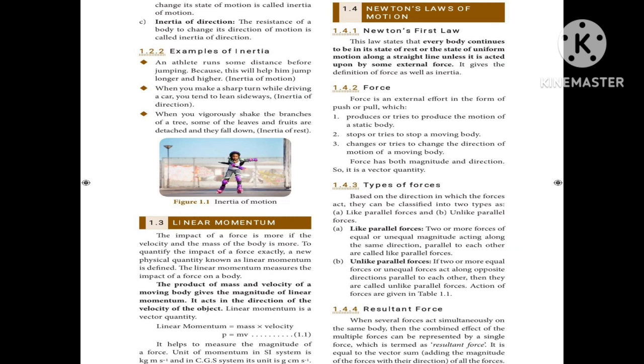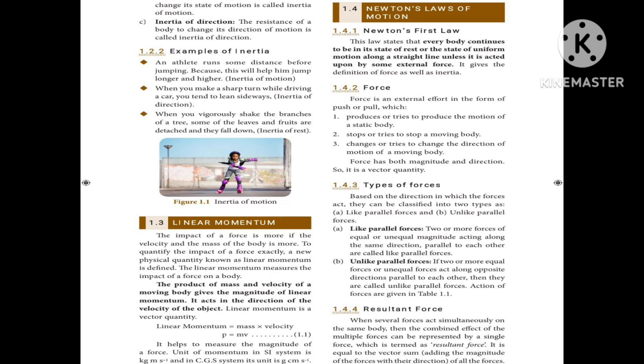Linear momentum. The impact of a force is more if the velocity and the mass of the body is more. To quantify the impact of a force exactly, a new physical quantity known as linear momentum is defined. The linear momentum measures the impact of a force on a body. The product of mass and velocity of a moving body gives the magnitude of linear momentum. It acts in the direction of the velocity of the object.